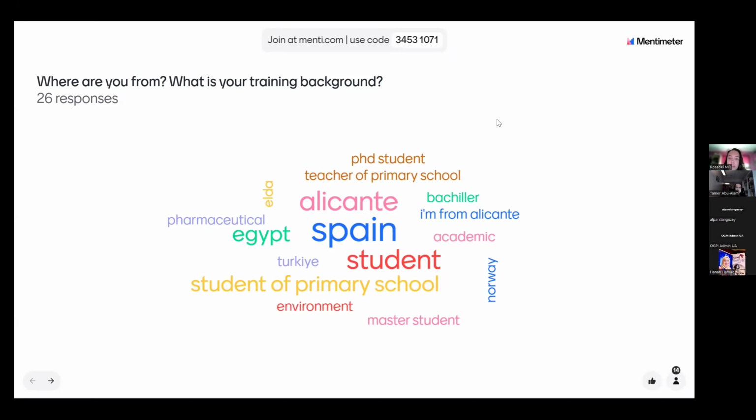And also regarding the training background, at university or PhD level, I think that the majority of you are students, of course, students of primary school, attending lessons in the Faculty of Education of University of Alicante. We also have some PhD students, bachelor students, academic, master students, and also pharmaceutical students.